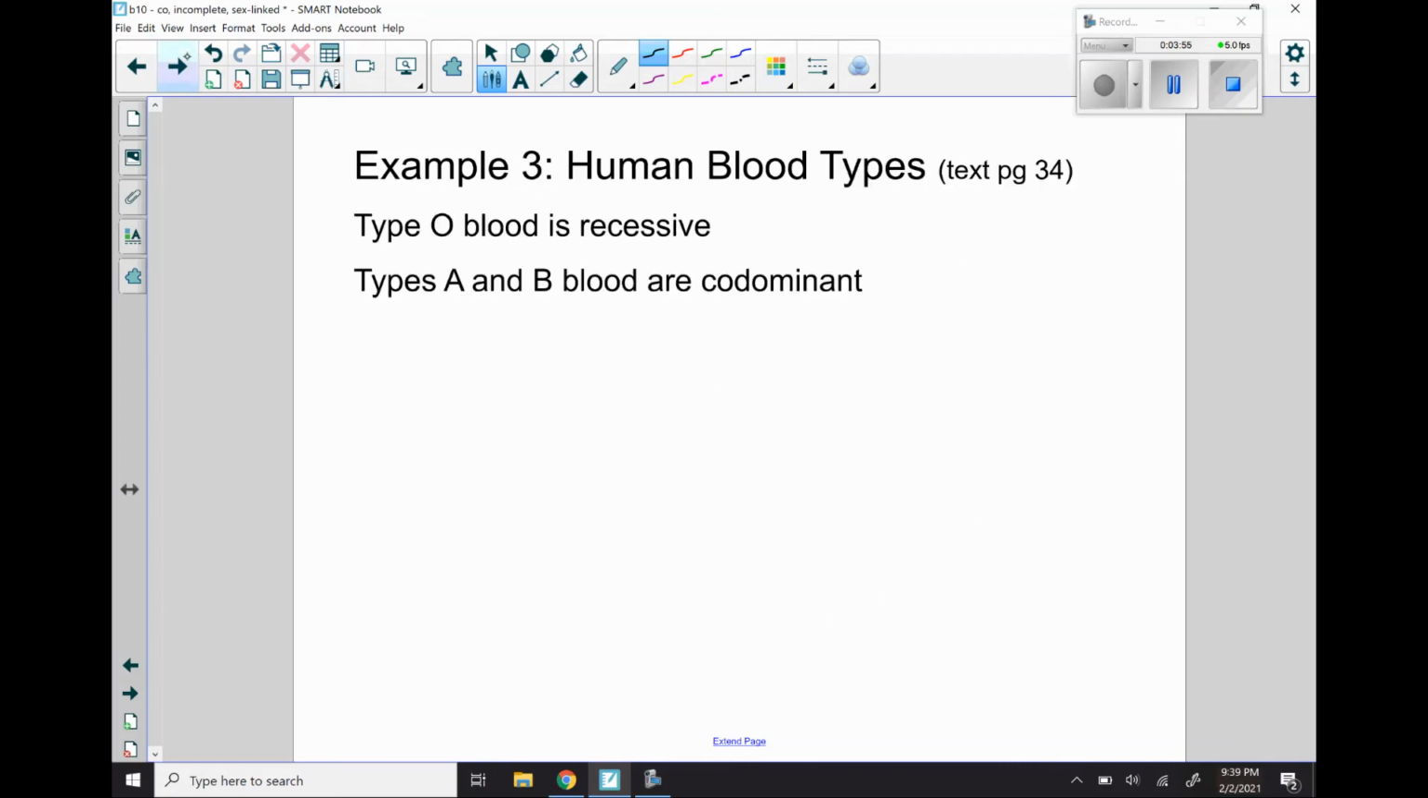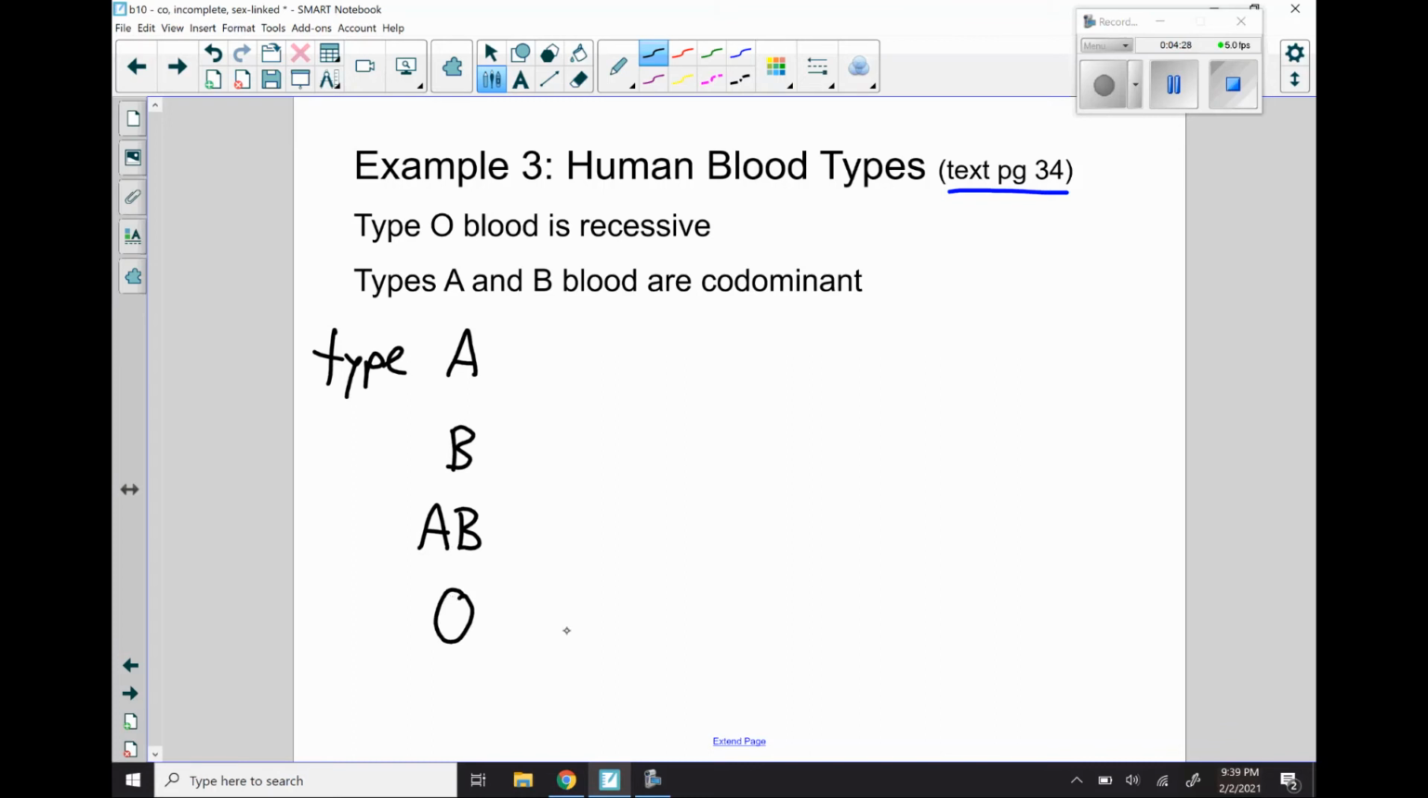One of the most common examples we use with codominant traits in humans is our blood types. And you may want to go look at page 34 in your textbook, the hardcover, to see where some of this information comes from. So type O blood in a human is recessive. Types A and B are codominant, which means for humans, there are 4 different blood types. I could be type A, I could be type B, I could be type AB, where you have both present, or I could be type O.